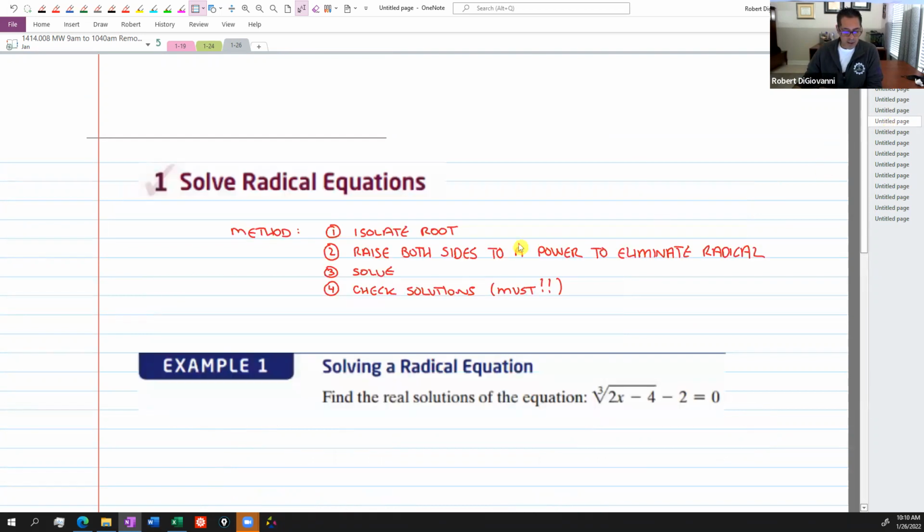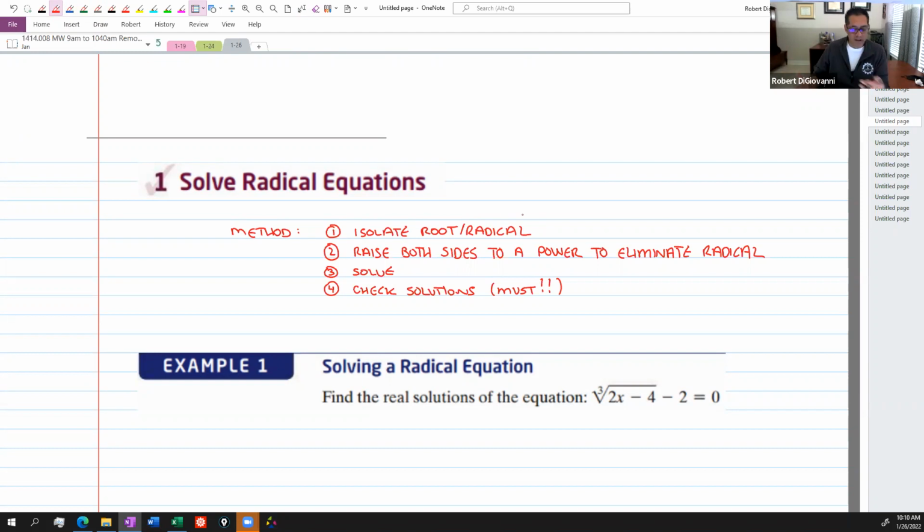So here is the procedure. If you're trying to solve a radical equation, the method is to first isolate the root or isolate the radical. And when I say isolate, I mean get it on one side of the equation by itself. All right, so move it to one side. You get to choose which side, but just get it by itself on one side. And then all the other stuff in the equation, get it to the other side.